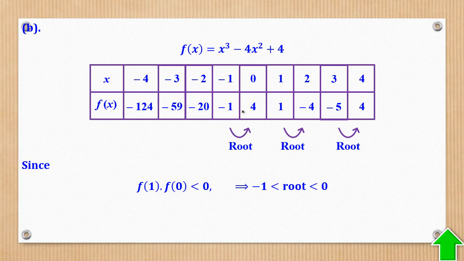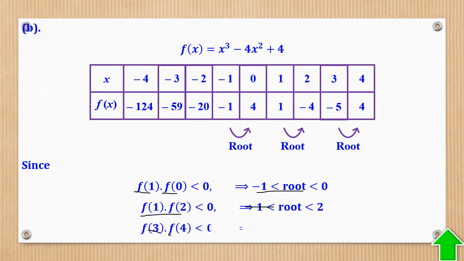Therefore we shall conclude that since f(1) multiplied by f(0) is less than 0, there is a root. Also this, there is a root. Also this is less than 0, so there is a root. And that's what they wanted.